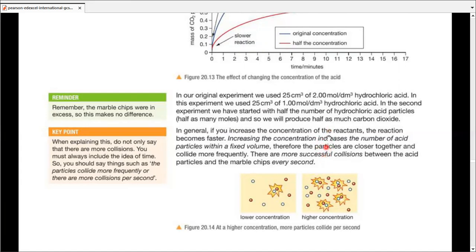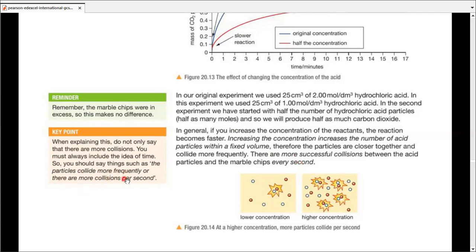The point is, if you increase the concentration of the reactants, the reaction becomes faster. Increasing the concentration actually increases the number of acid particles in a fixed volume. Therefore, the particles are closer together, collide more frequently. There are more chances of successful collisions. Of course, there would be more successful collisions as well. And the particles would hit one another to be converted into products more often. Frequency of successful collision increases, and hence the rate of reaction increases too.